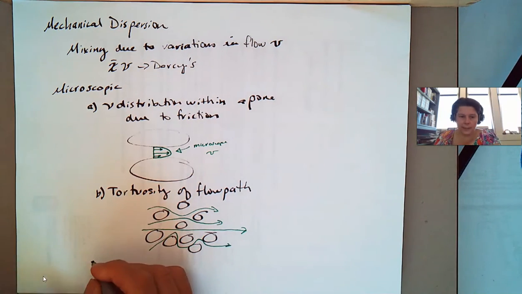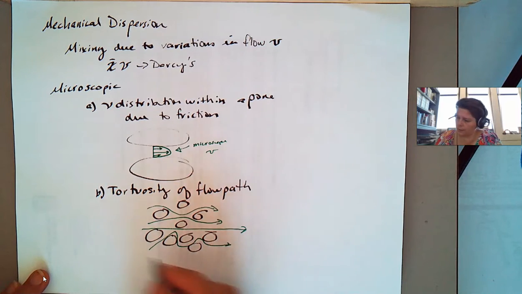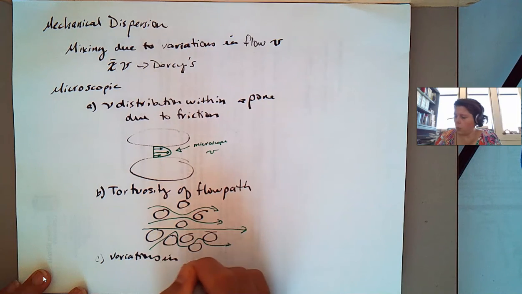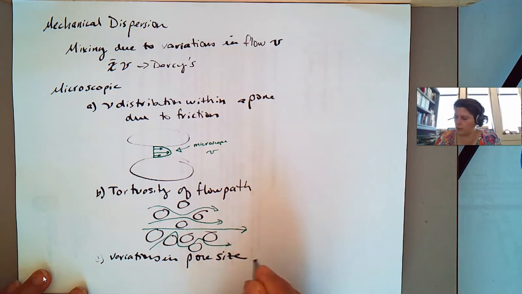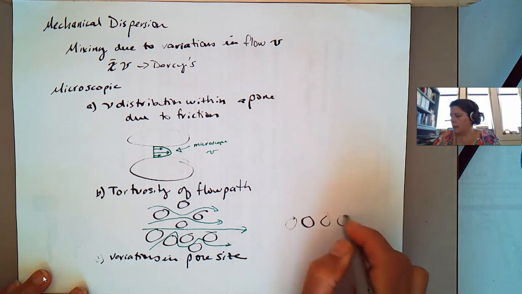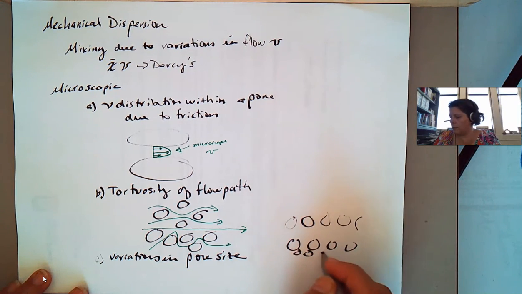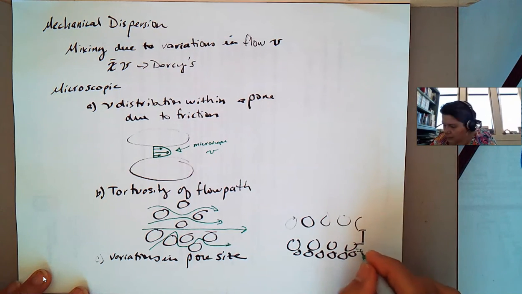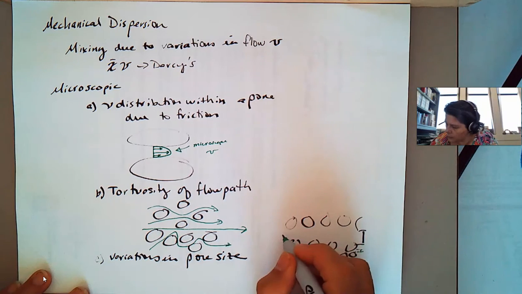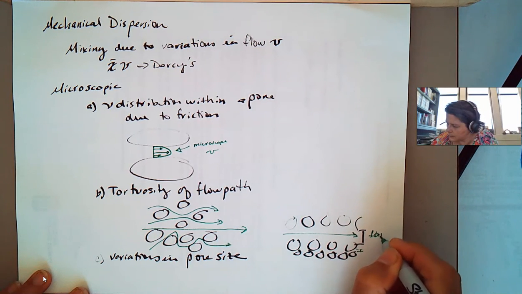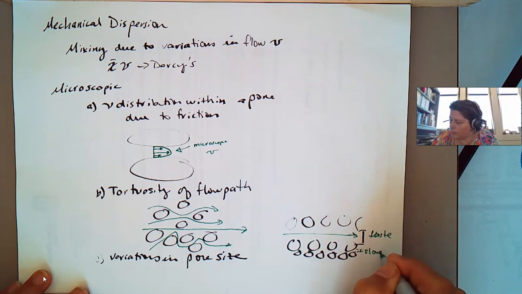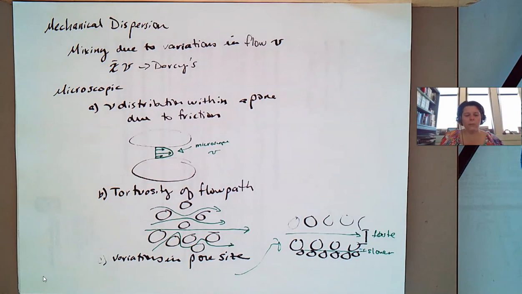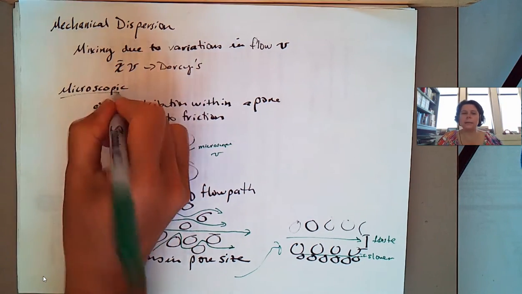And then C, down here, variations in pore size. So with this one, say you have your grains here, and you have a pore throat here, and over here you've got this, and over here you have this. So you're going to have these larger ones moving through faster, and then these smaller ones moving through slower. So, this flow path here. So variations in pore size can also cause mechanical dispersion on the microscopic scale.